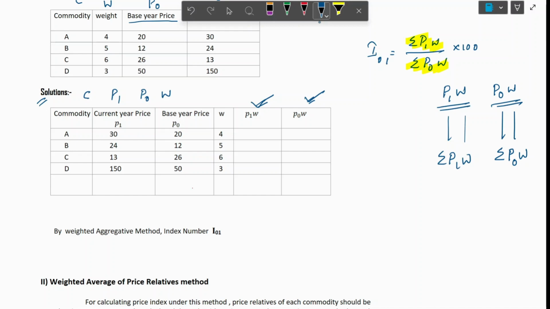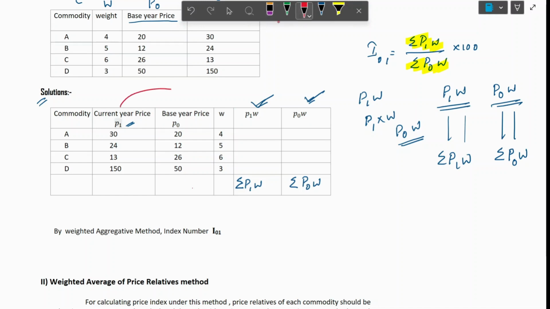What is the meaning of P1W? That means you multiply the corresponding P1, the current period price, with the weightage, and P0W means the base period price multiplied with the weightage. Therefore, there are two extra columns. In the last row, we are going to write the summation of P1W and the summation of P0W. Here we are going to complete P1W first. Where is P1? This is P1.